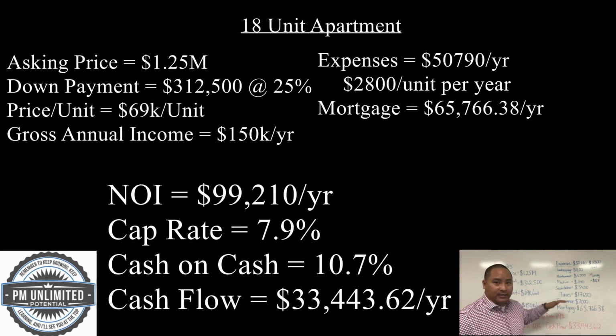So with those, let's take a look at the investment numbers. NOI goes down to $99,210, which gives us a cap rate of 7.9%. Again, beautiful number if you're buying a Class A property in the state of Texas, right? Those are generally 5 to 6%. So by getting it closer to 8, you're getting a good deal.